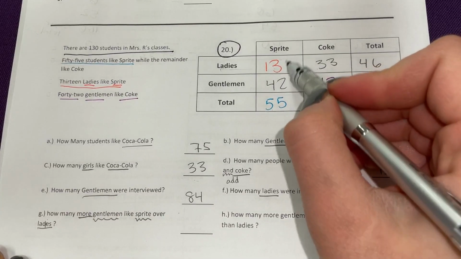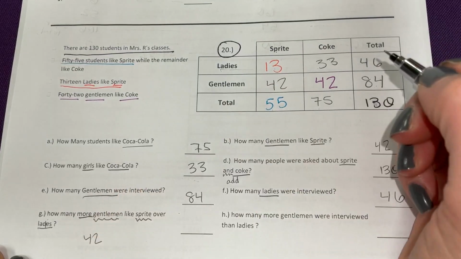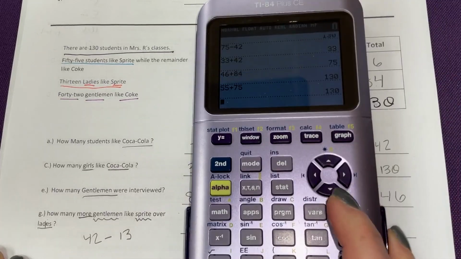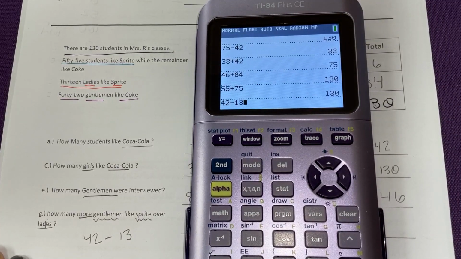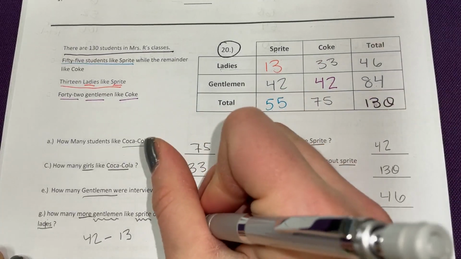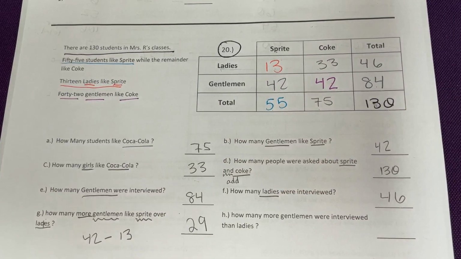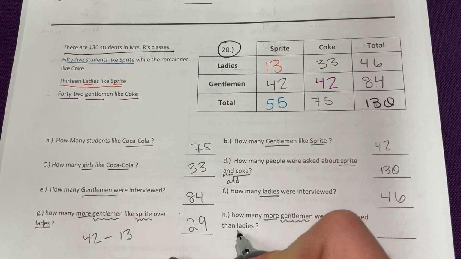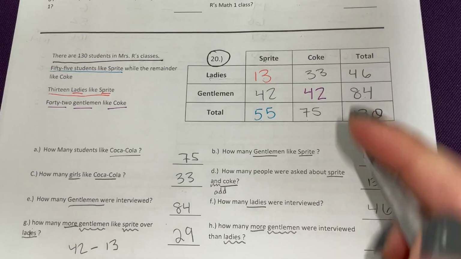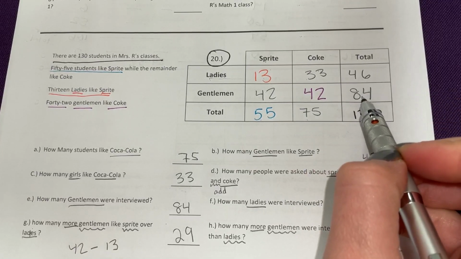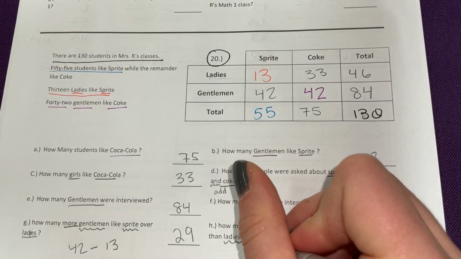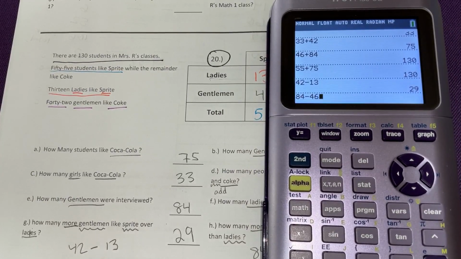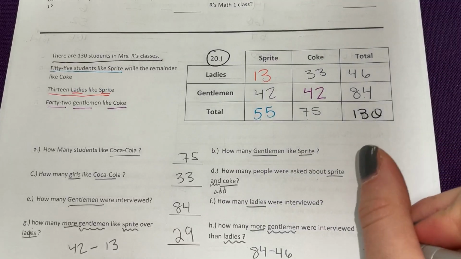All right, how many more gentlemen like Sprite over the ladies? Well, okay, so here's Sprite, 42 gentlemen like Sprite, 13 ladies like Sprite. So if I subtract those things, so I got 42 minus 13, it's 29. So 29 more guys like Sprite. How many more, oh, I got a more question. How many more gentlemen were interviewed than ladies? Okay, so we have 46 ladies and 84 gentlemen. So I gotta do 84 minus 46 in my calculator. And that's 38, so we get 38.